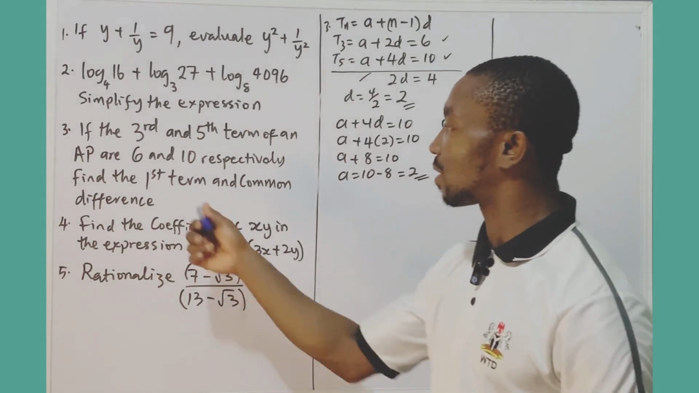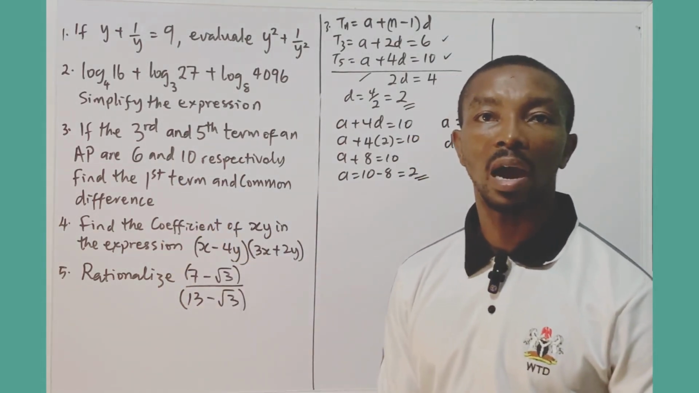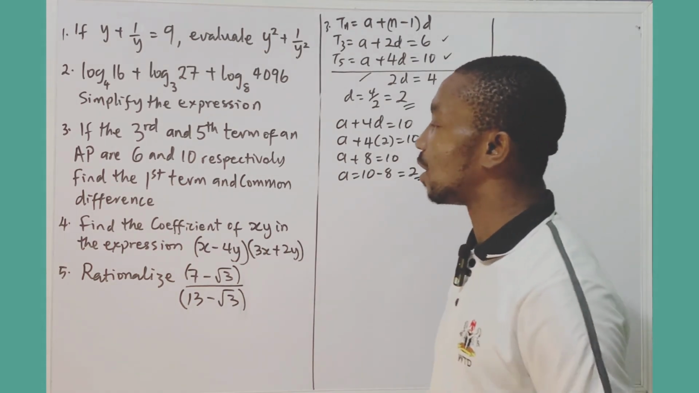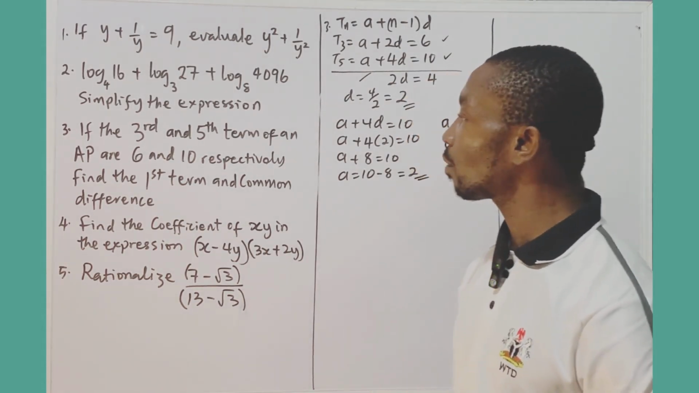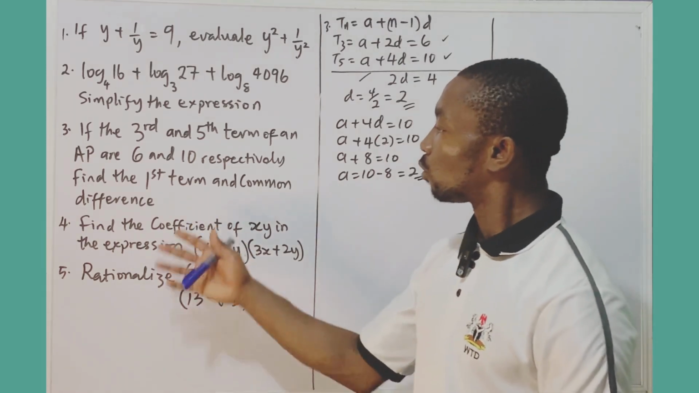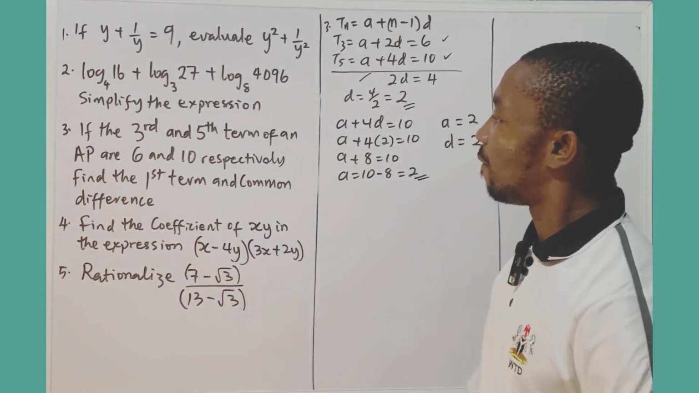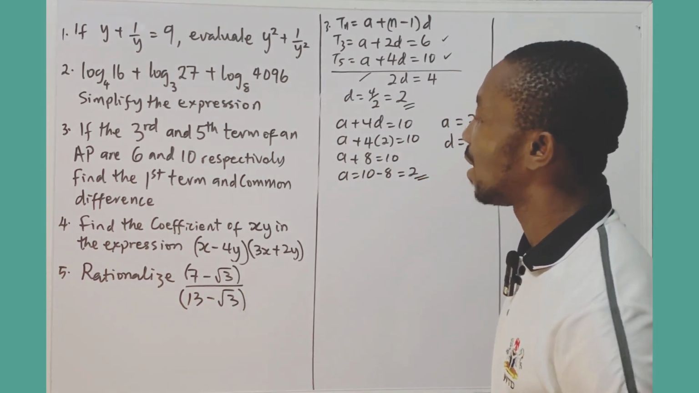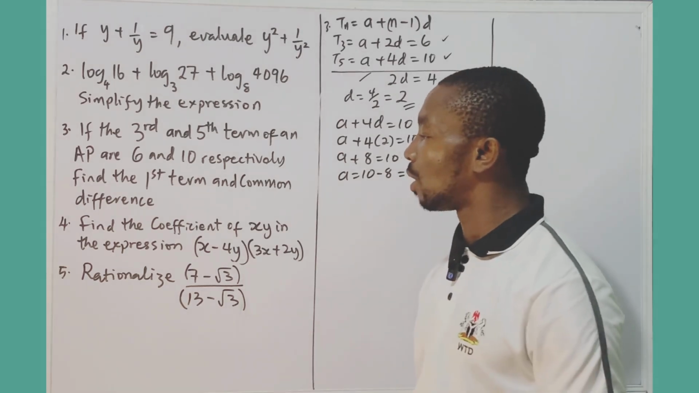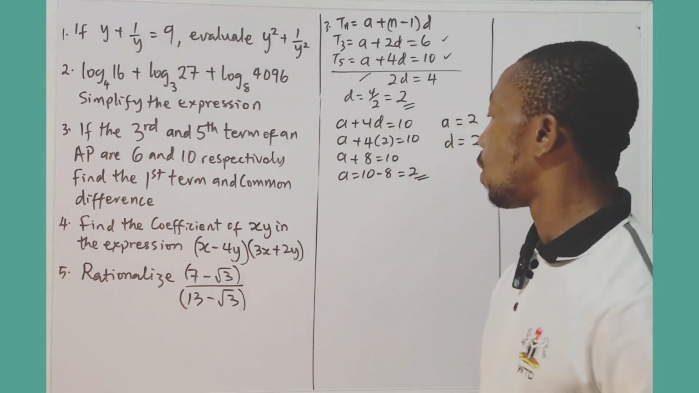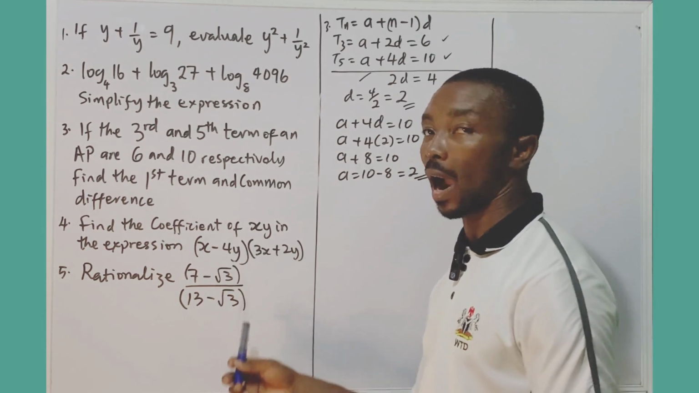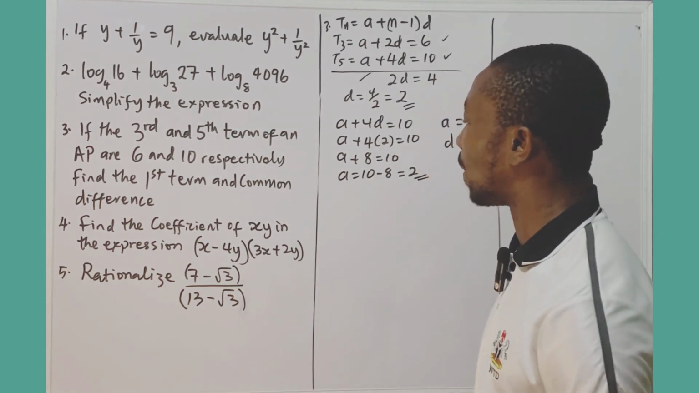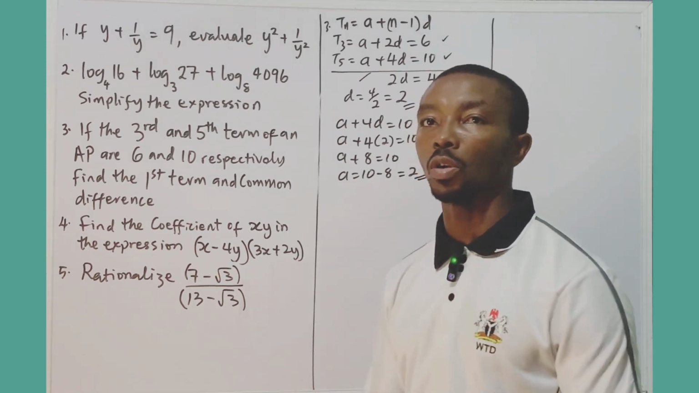That means our first term is 2 and our common difference is 2. Okay guys, now to the next question. It says find the coefficient of xy in the expression. Now what's the expression there? We are given x minus 4y multiplied by 3x plus 2y.